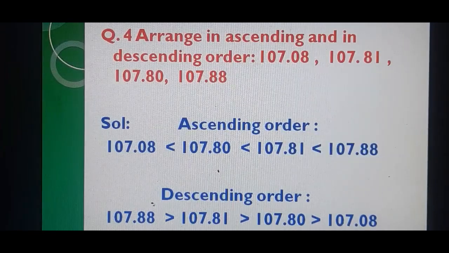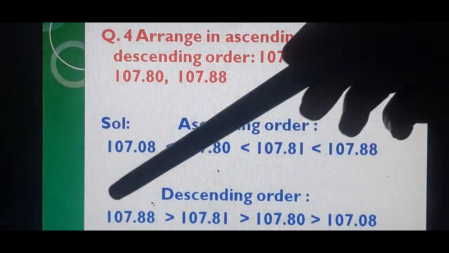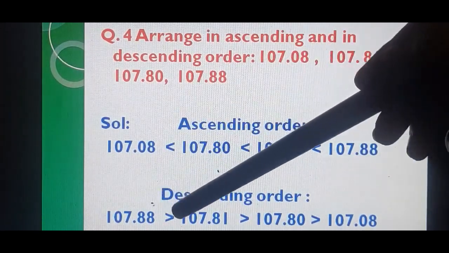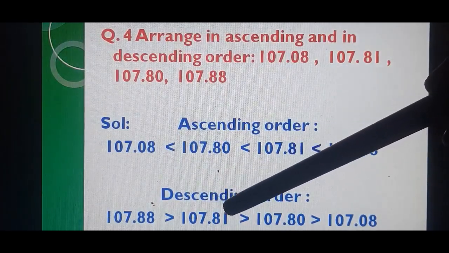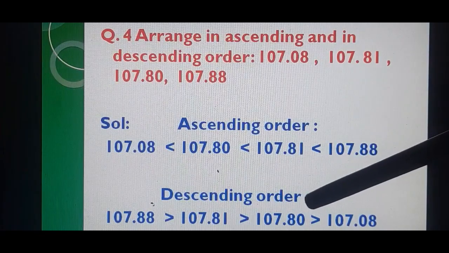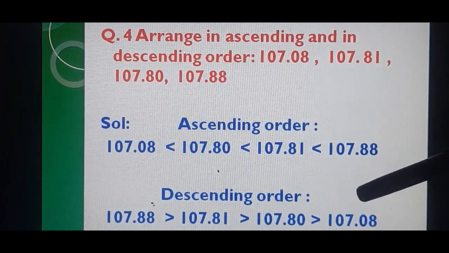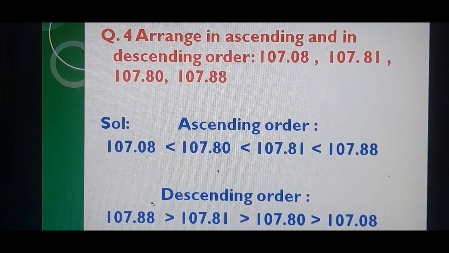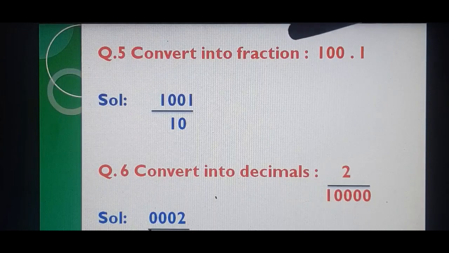Now descending order. Descending order, bigger to smaller. So the biggest is 107.88. 107.88 is bigger than 107.81. 107.81 is bigger than 107.80. 107.80 is bigger than 107.08.